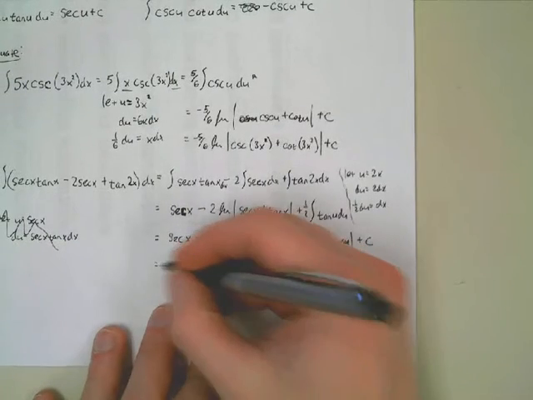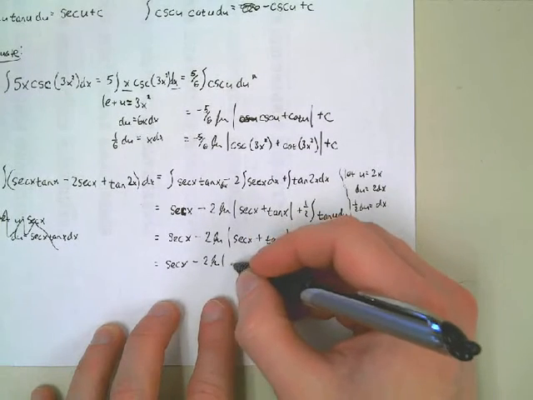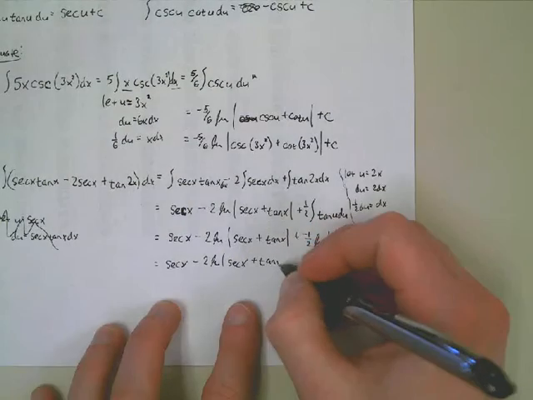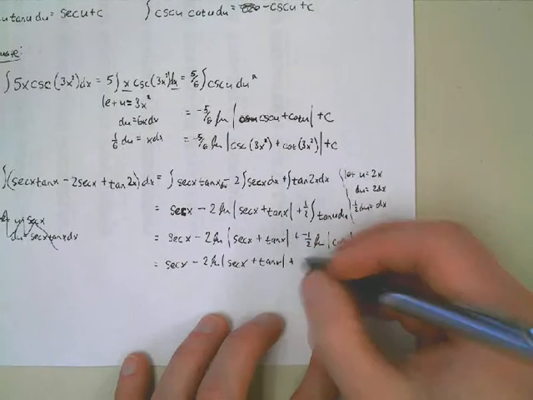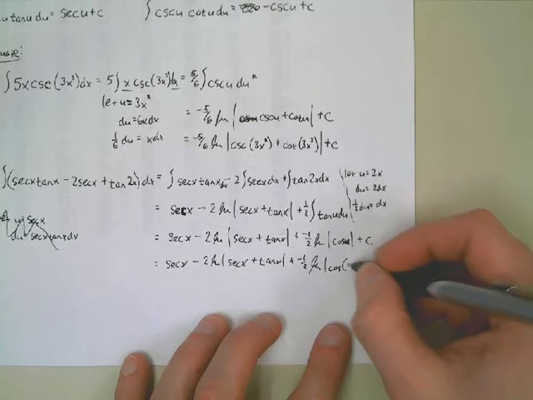Secant x minus 2 natural log of the absolute value of secant x plus tangent x, plus negative 1/2 natural log of the absolute value of cosine of 2x, plus c.